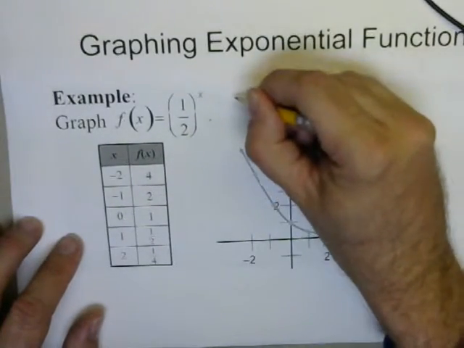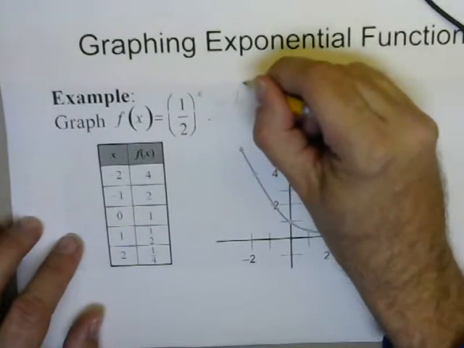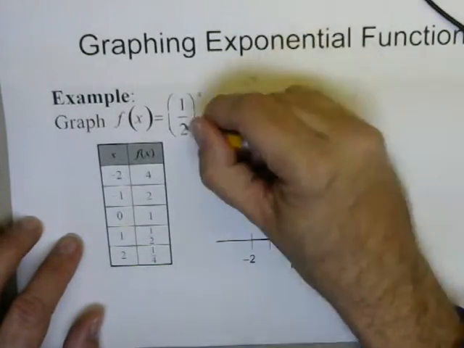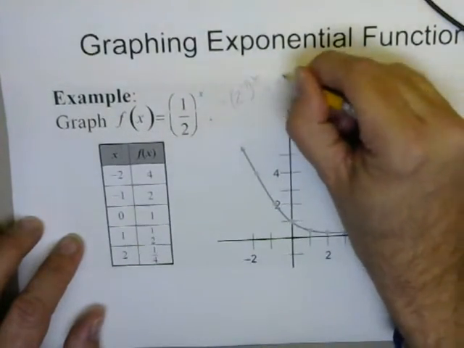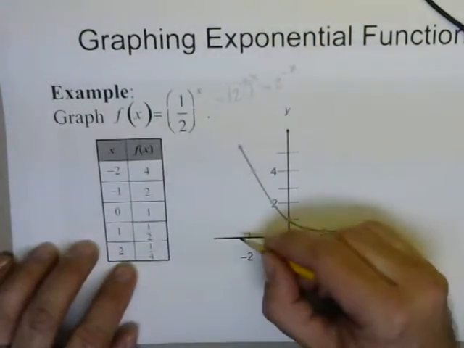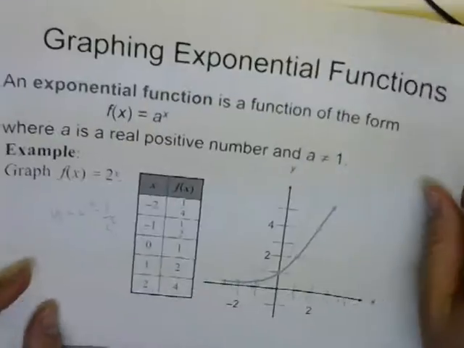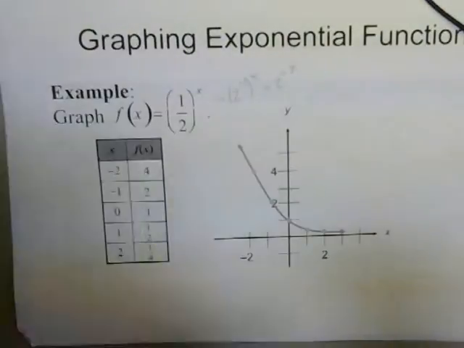You could also think of this as 2 to the -1 to the x power, right? Because 1/2 is the same thing as 2 to the -x. So you could think of that as the graph of 2 to the -x, which would basically just be the graph of 2 to the x, which we just saw. This one just flipped around the y-axis, right?